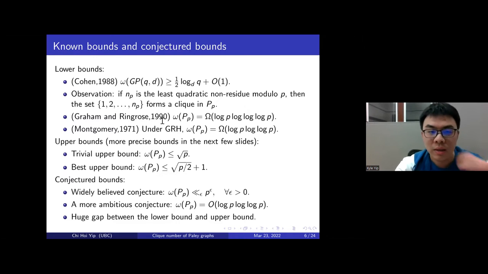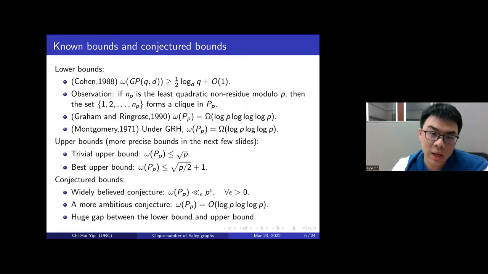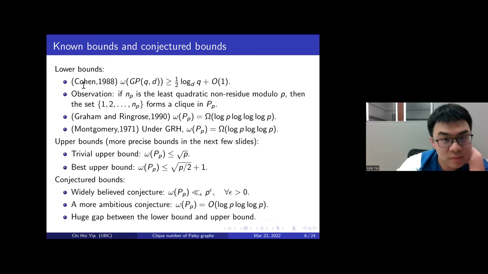In 1990, Graham and Ringrose showed that there are infinitely many primes such that n_P is at least a constant times log P log log log P. So that also applies to the clique number of the Paley graph. And if we assume the generalized Riemann hypothesis, the result by Montgomery shows that this can be further improved to log P times log log P. So that's the lower bound.